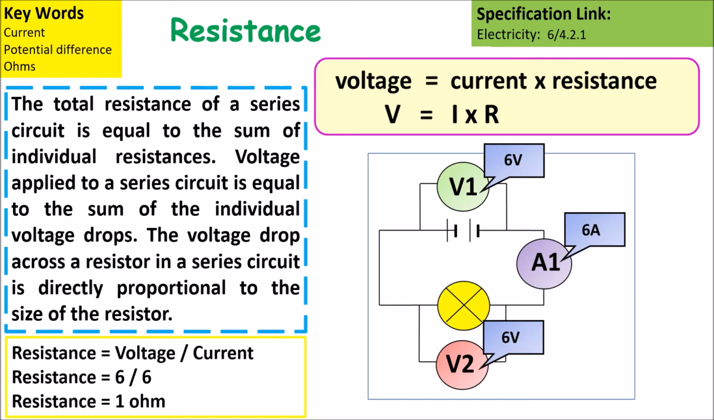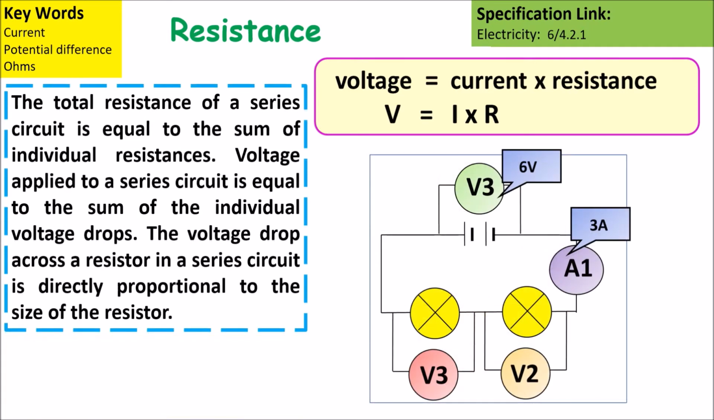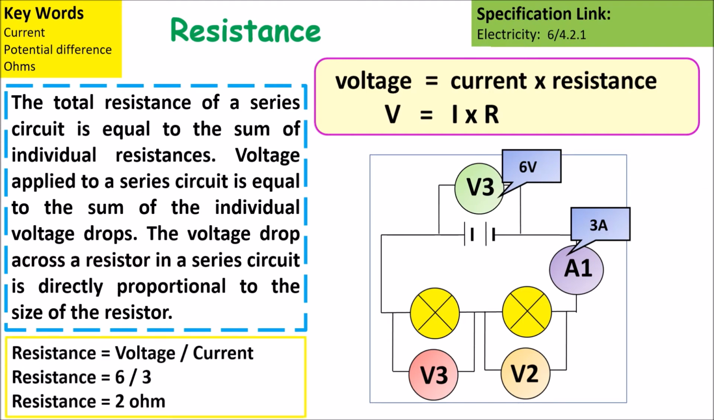If we look at this, we've got a voltage of 6 volts and a current of 6 amps, so to work out the resistance, it would just be 6 divided by 6. So the resistance in this circuit would be 1 ohm. If we look at this circuit, we have the same again. We've got 6 volts with 3 amps of current, so it would just be 6 divided by 3, which would give a resistance of 2 ohms.